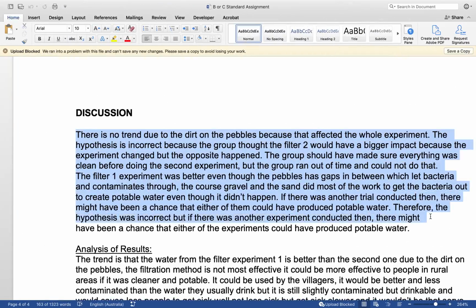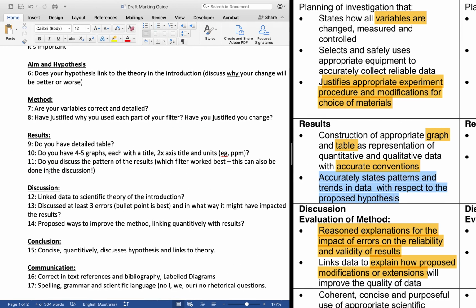This student did a good job, but they need to use numbers. They need to describe exactly the results, the exact numbers that occurred to get the full marks. So that was point 11.